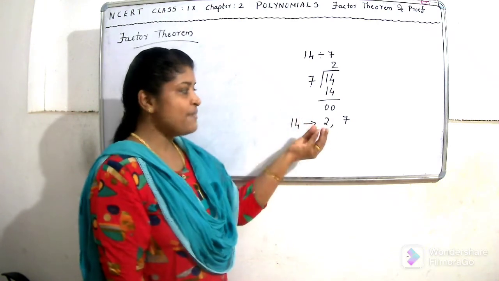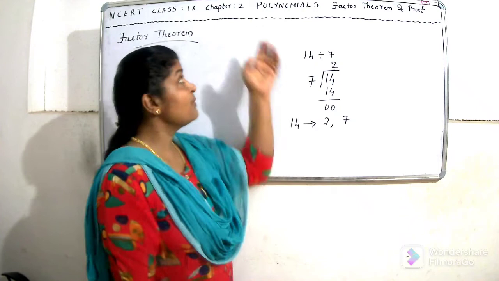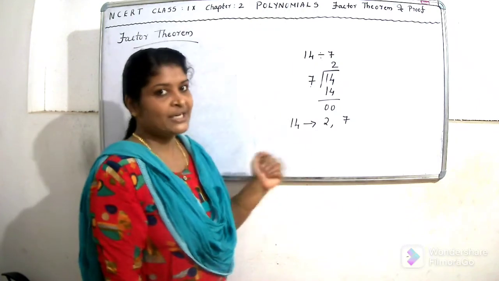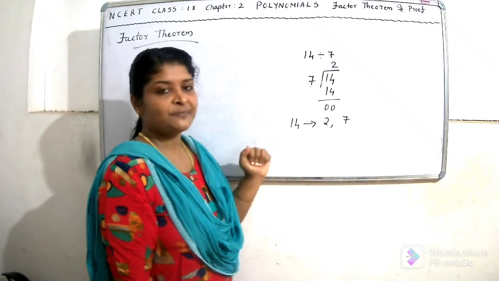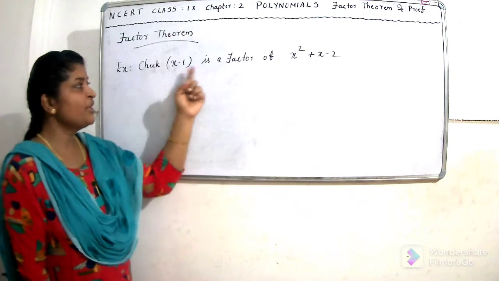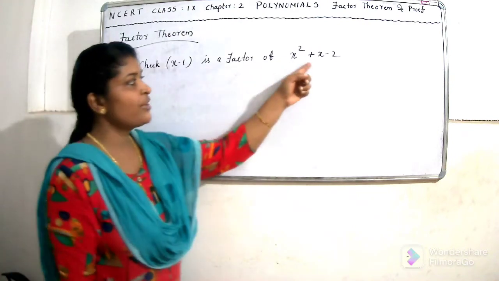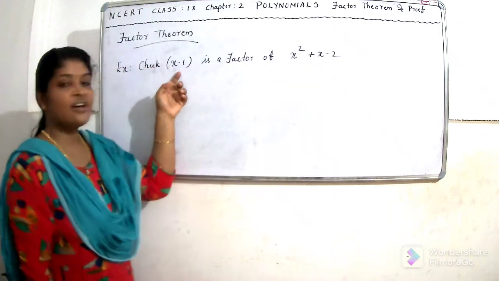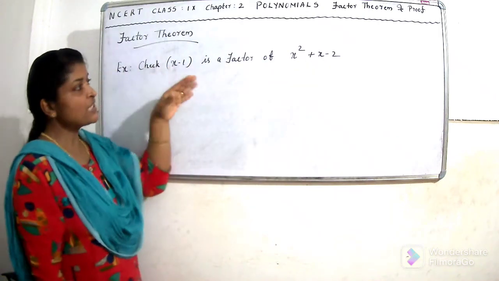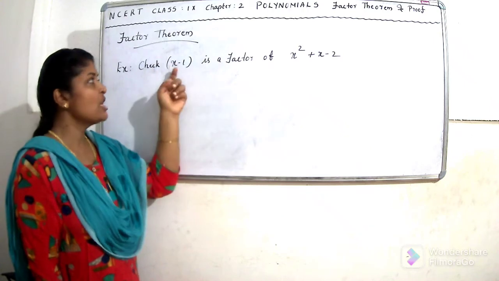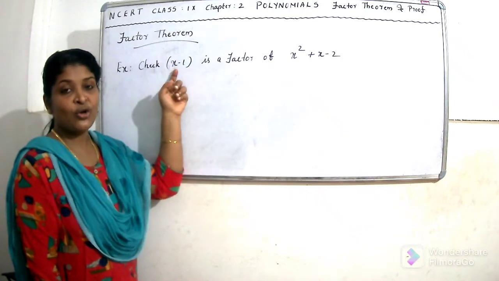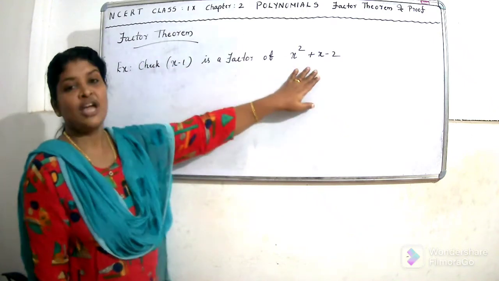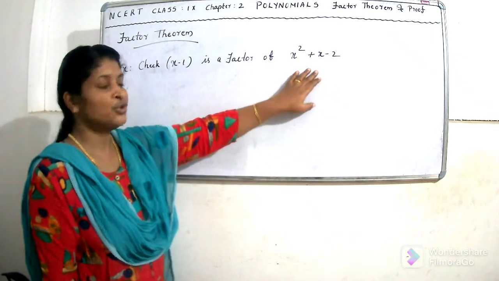The same thing, when we are applying in polynomials, what will happen? Let us look with the help of one example. Check x minus 1 is a factor of x square plus x minus 2. So this is the dividend and this is the divisor. In this question we have to check whether the polynomial x minus 1 is a factor of x square plus x minus 2.